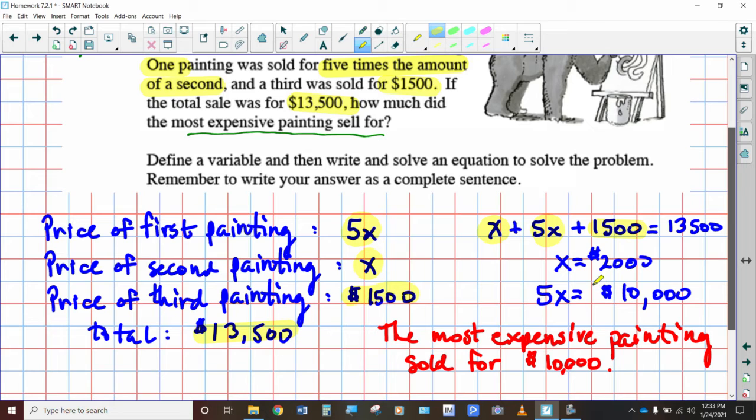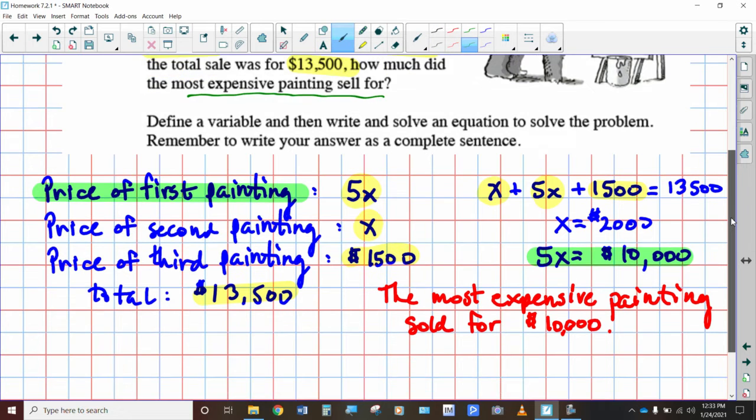So it turns out the most expensive one is the first painting, which was 5 times the value of the second painting, which is 5 times 2,000, which is 10,000. Now, I'll go ahead and solve this algebraically just to prove that this is correct.